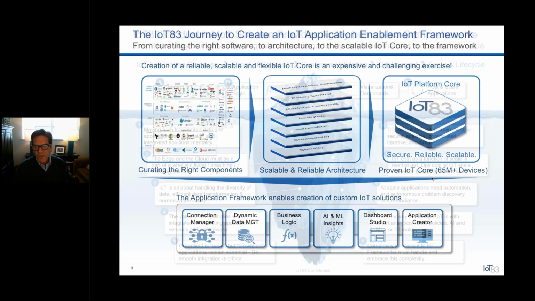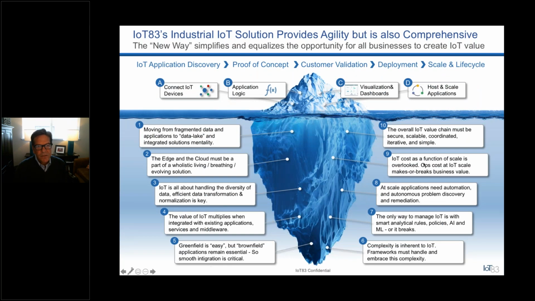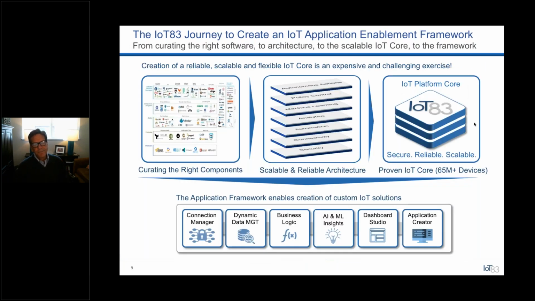And IoT as a function of scale, the cost as a function of scale is often overlooked. If the platform costs so much to run through inefficient execution and architecture, it neutralizes the value of the IoT application. And finally, the overall value chain has to be secure, scalable, coordinated, and simple. So we think about this stuff above the waterline as we're building proof of concepts and showing what the application might be. But in terms of creating value for the enterprise, all of these other pieces are very significant.